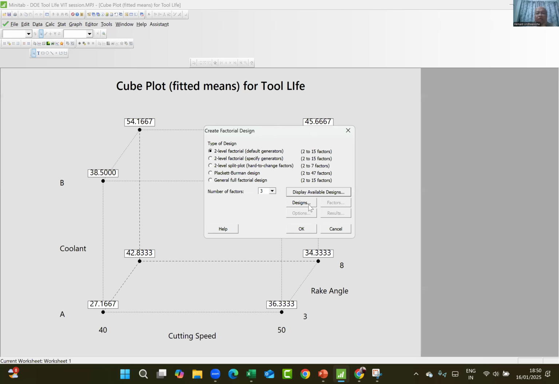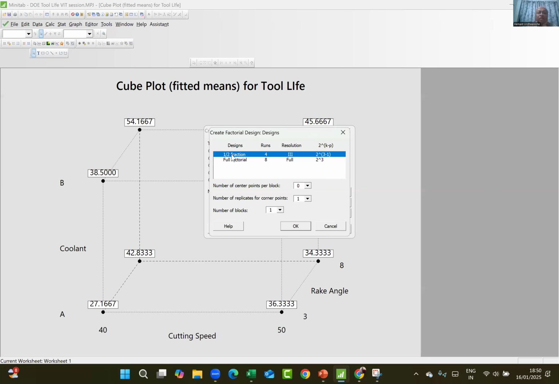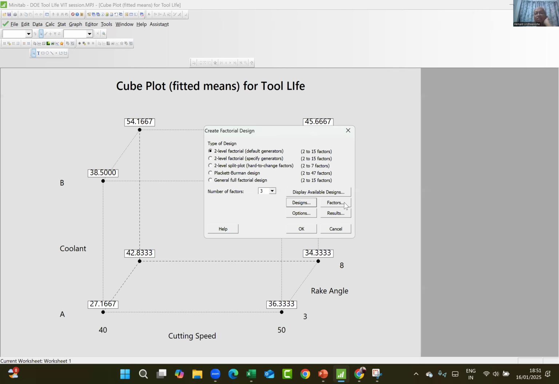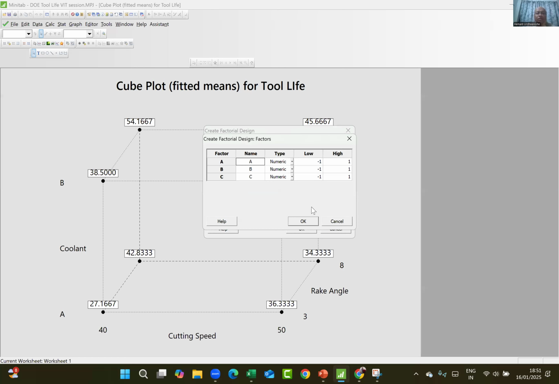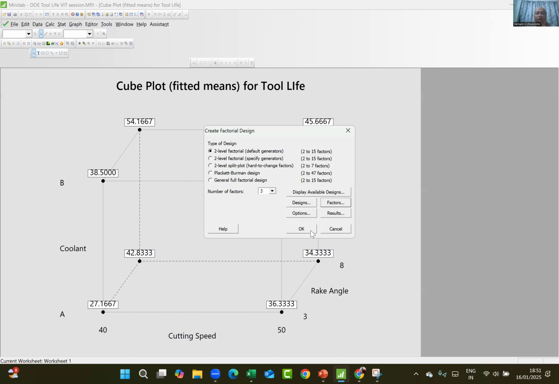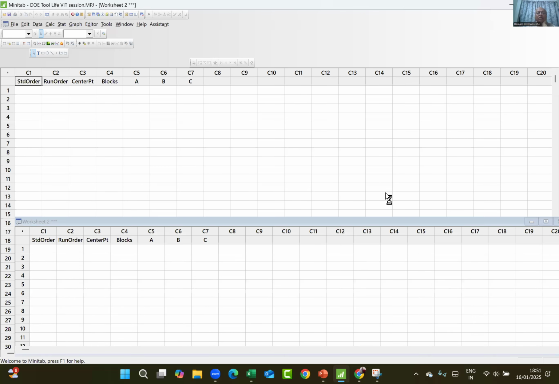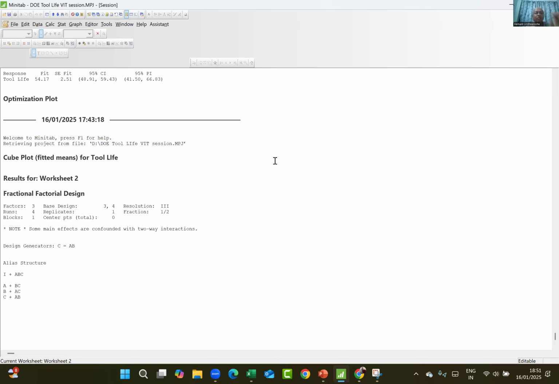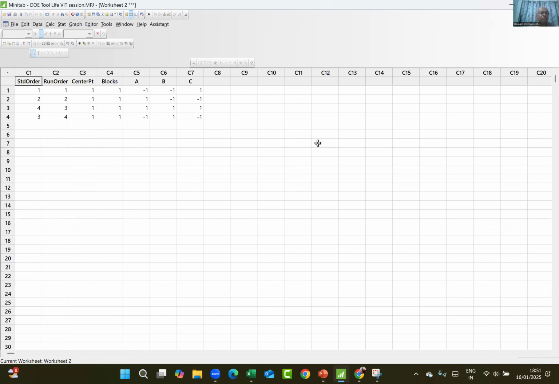So in designs, I'll select half fraction. I will only say number of replicates, corner point, single replicate, block 1. Factors, I will just keep it as ABC. And now I'll say OK. When I say OK, it will create that design. So the design is created the same as what we have probably seen in Microsoft Excel.